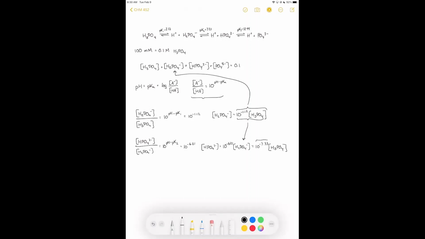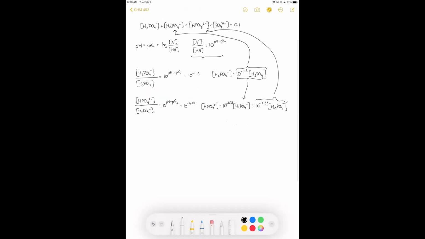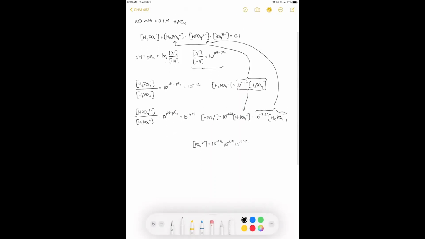And we can plug this into our equation here for HPO4. And we can do the same thing for PO4 3 minus. I'm not going to go through the steps. It's the exact same. Essentially, what we get is that our PO4 3 minus is equal to 10 to the minus 1.12 times 10 to the minus 6.21 times 10 to the minus 11.44, coming from our pK3 of 12.44, times the concentration of H3PO4.